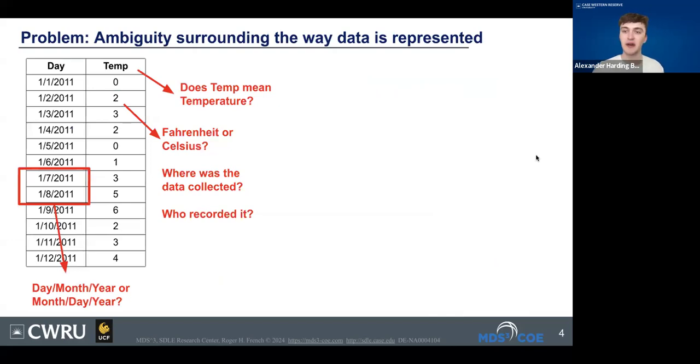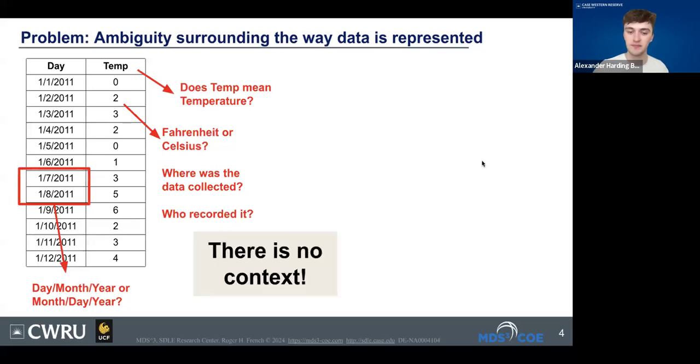So to highlight the ambiguity surrounding the way that data could be represented, take a look at the table to the left. There are two columns. One column is labeled day, and there is some ambiguity about whether the date is in a day-month-year format or month-day-year format. The second column is labeled temp, and it is unclear whether temp means temperature or whether it refers to another concept. If temp does mean temperature, whether the unit is in Fahrenheit or Celsius, where the data is collected, and who recorded this. Essentially, there is no context that is associated with this table on the left.